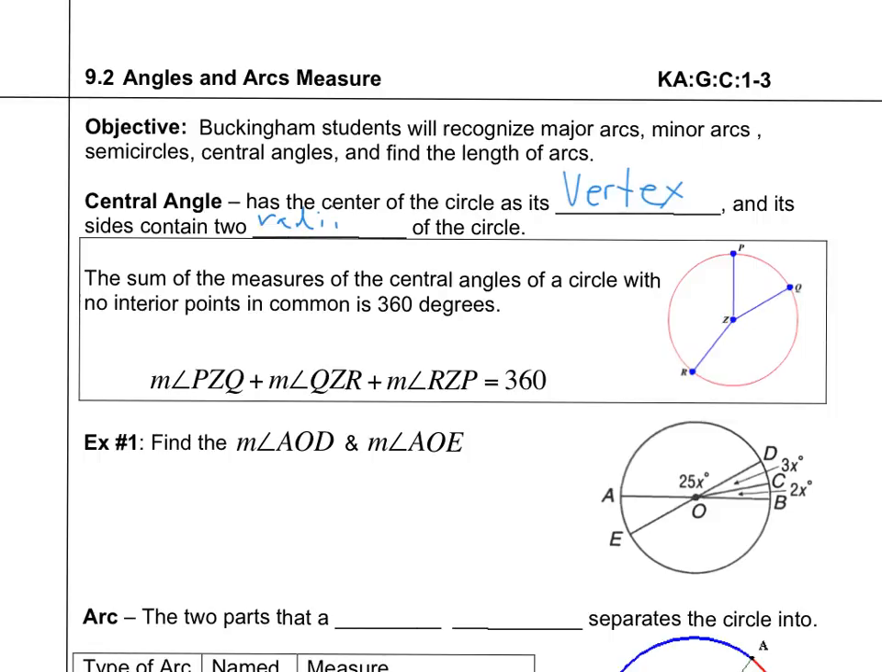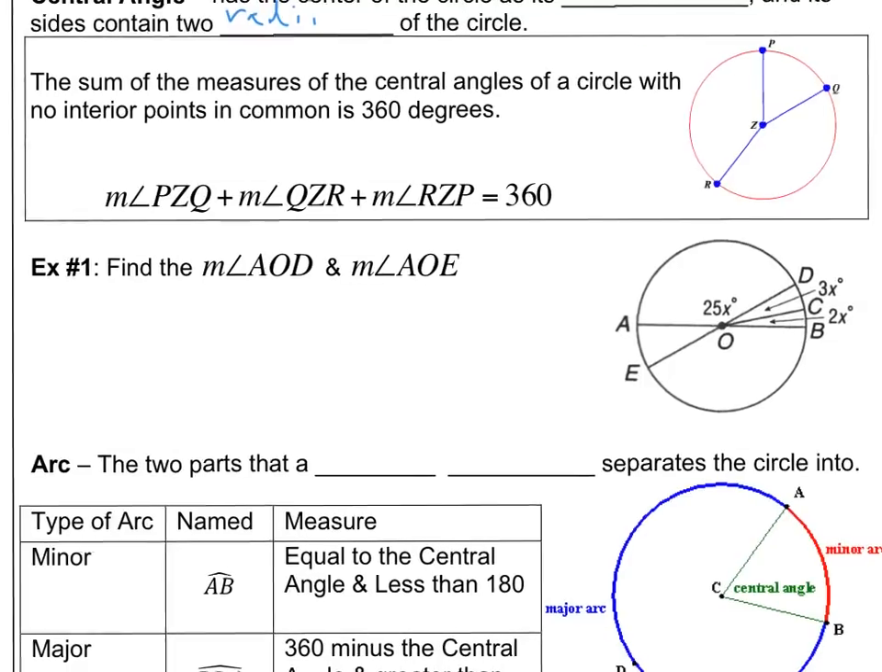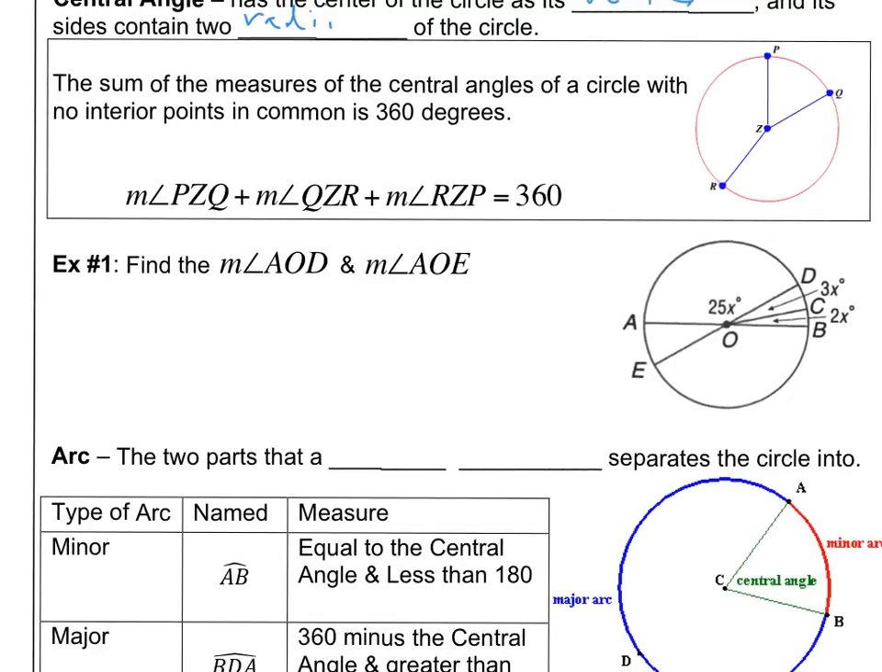The sum of the measures of the central angles of a circle with no interior points in common is 360 degrees. So these three angles here have to add up to 360 because that's a full rotation. Alright, well with that information, we could probably solve this problem. So find the measure of AOD and AOE.